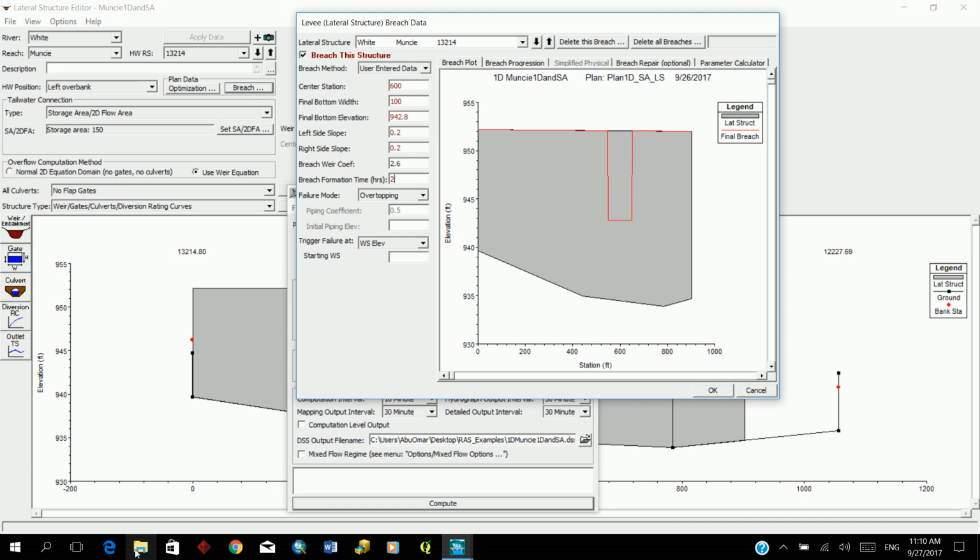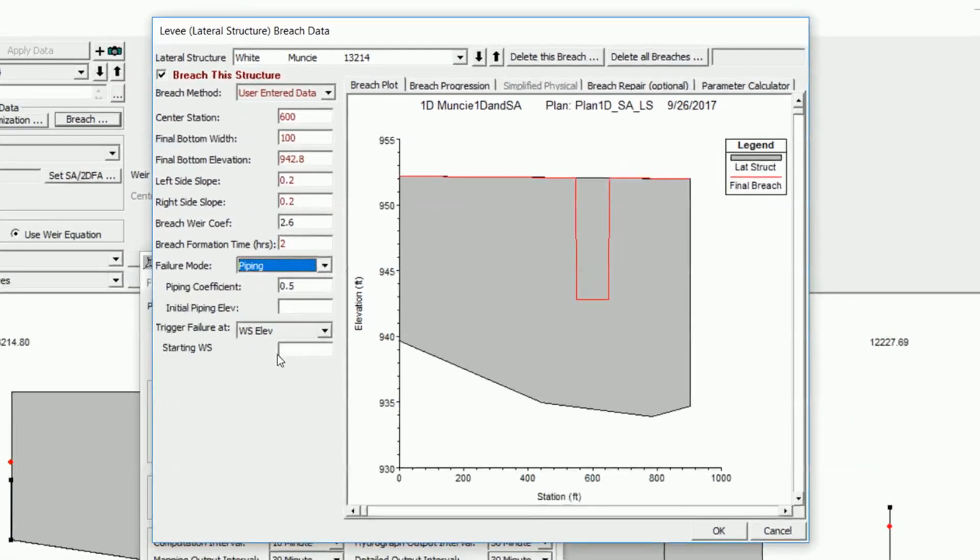Then failure mode, piping. That means it will not be through overtopping, but a certain small pipe will be formed. The water will flow through it, and this piping structurally will trigger formation of a breach, failure of that part of the structure. Yeah, that's piping. There are several failure modes. Then there is a piping coefficient, and initial piping elevation 945. So where the first hole is forming, 945.